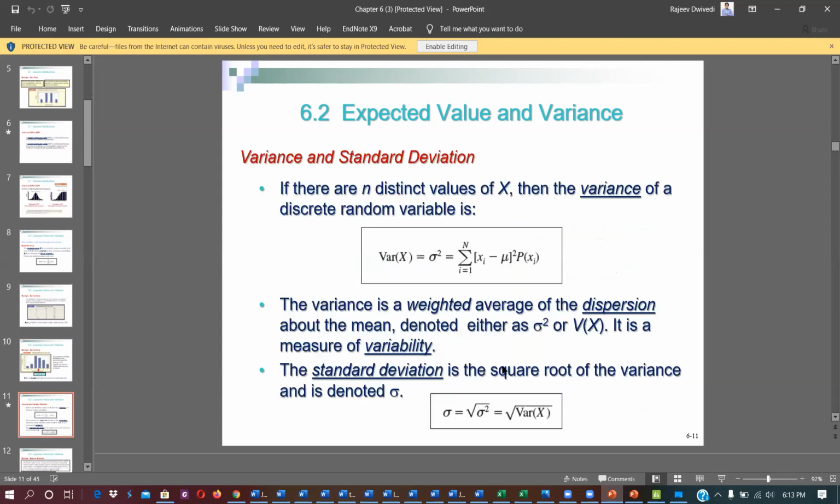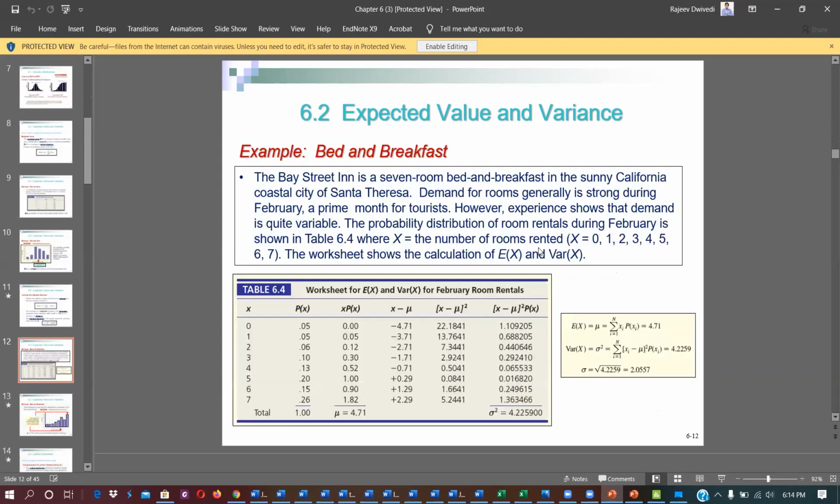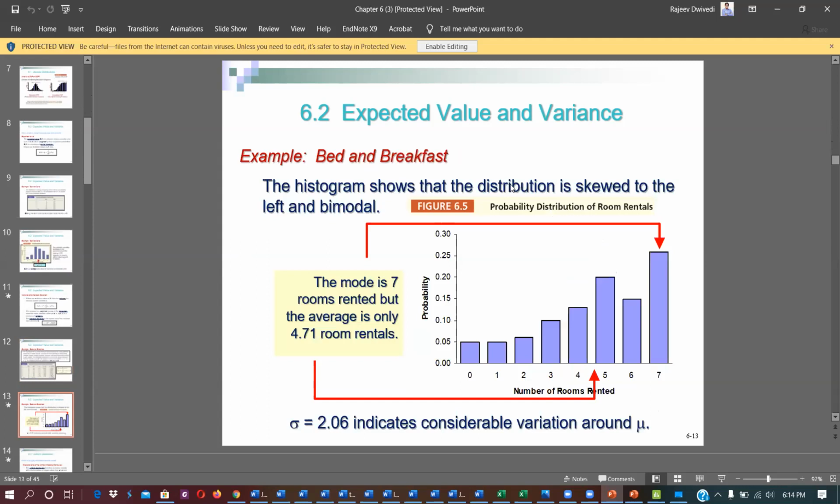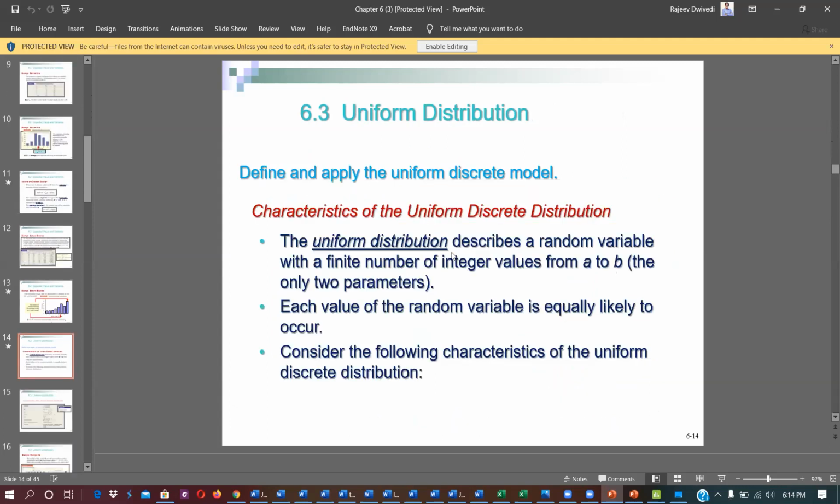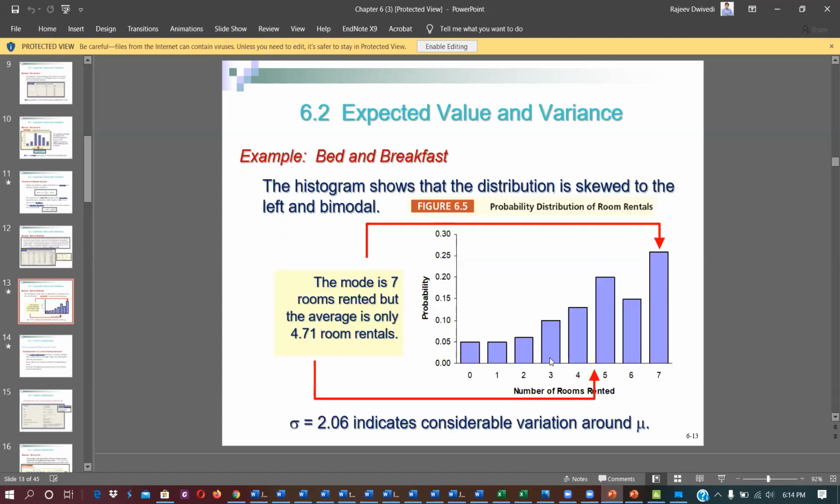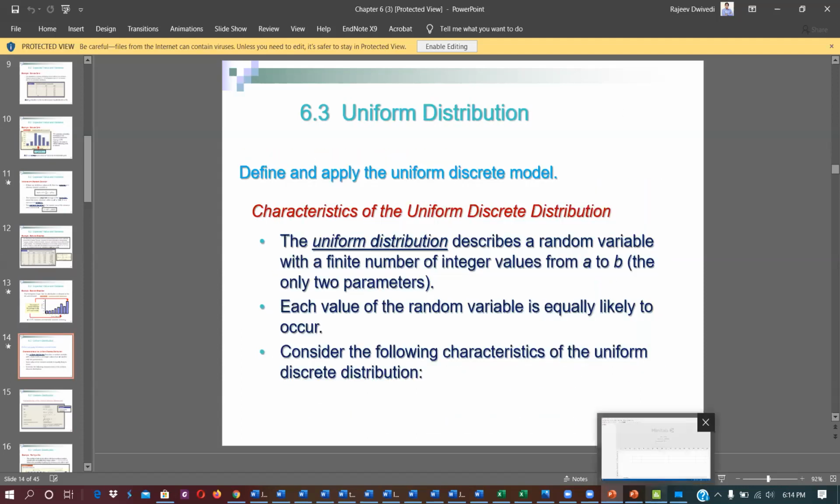And then again the same concept like we learned, mu and standard deviation, mean and standard deviation. This is the formula of standard deviation. You don't need to worry because everything is done by computer, calculator, Minitab or Excel automatically. So same for variance and standard deviation. Now we are coming to the very first distribution, which is uniform distribution. What do you understand from uniform distribution? Every event probability is equal.